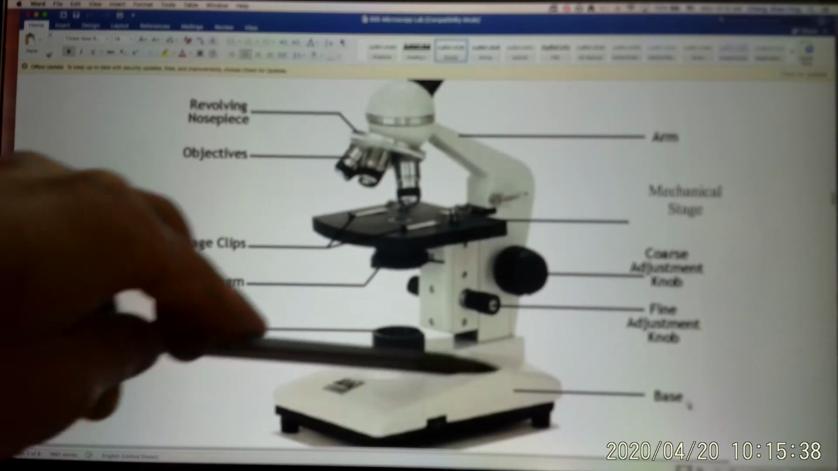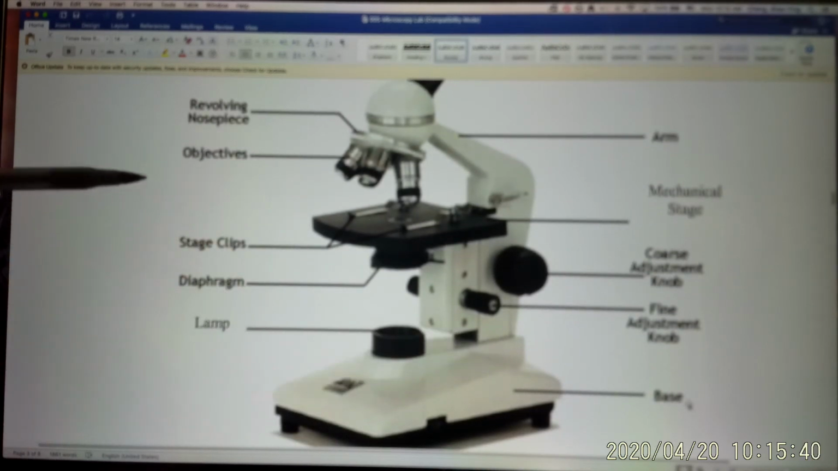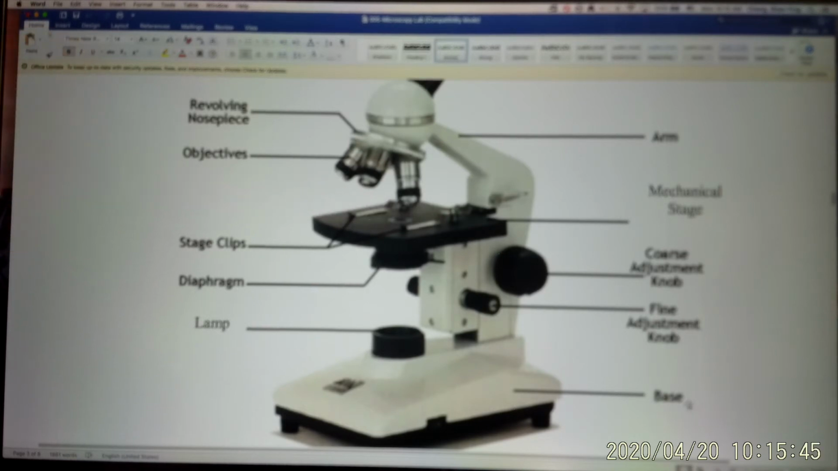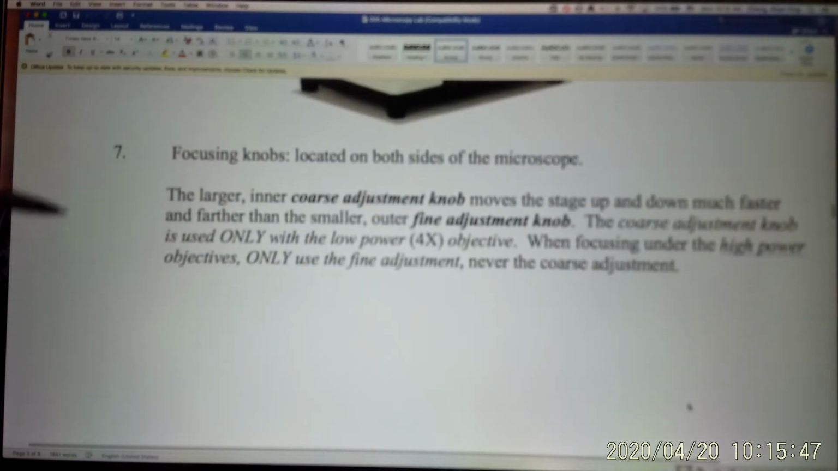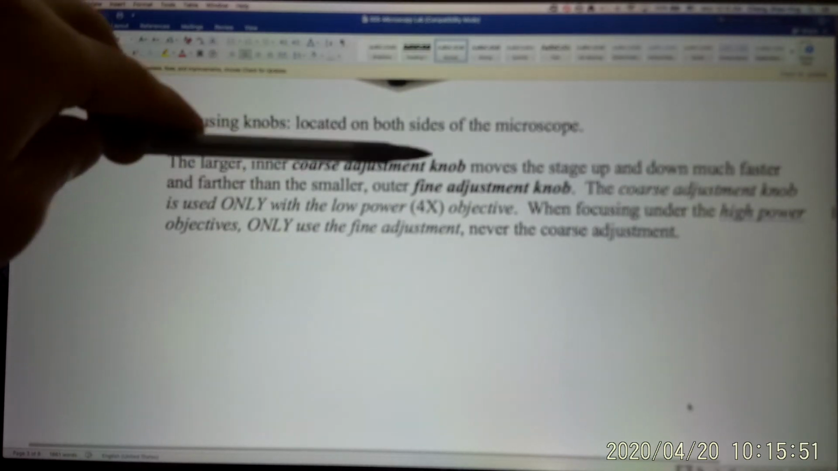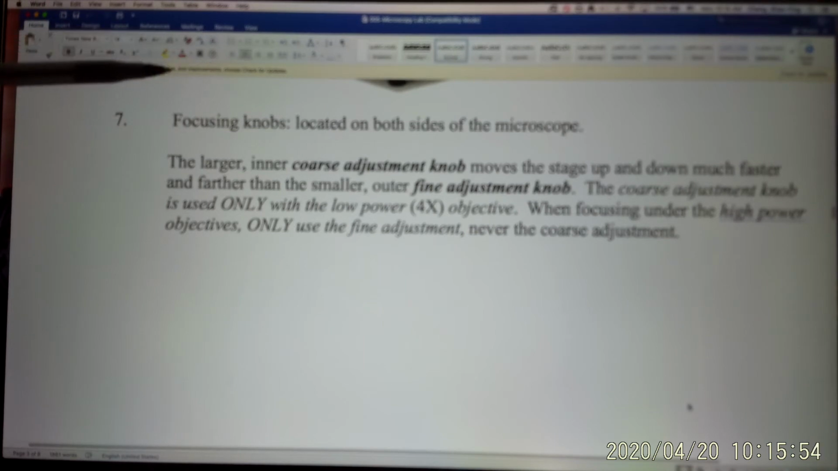And that's the base, that's the light, and that's the stage clip. So you put the sample around here. So in low magnification, use the coarse adjustment knob. In high magnification, use the fine adjustment knob.